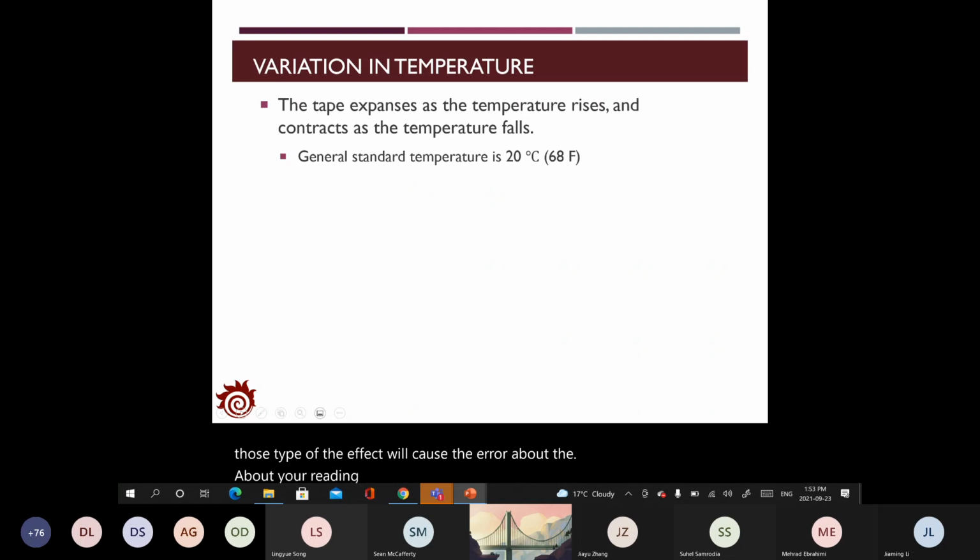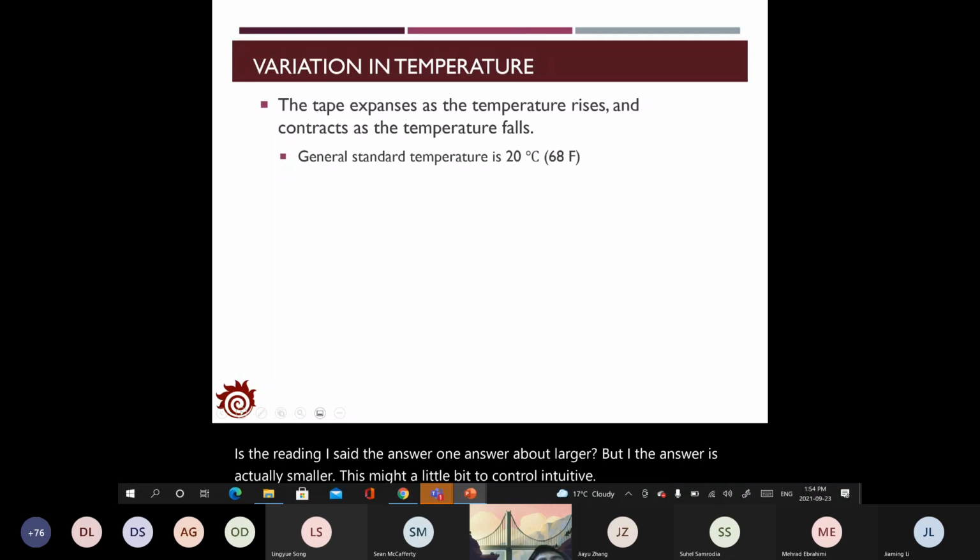So now we will have some questions. What happens to your readings if the temperature is high? Will the reading be smaller or larger? Do you have any ideas about that? I saw one answer saying larger, but the answer is actually smaller. This might be a little bit counterintuitive.